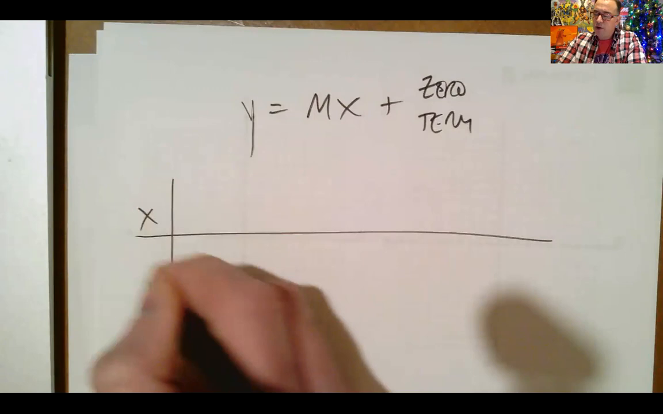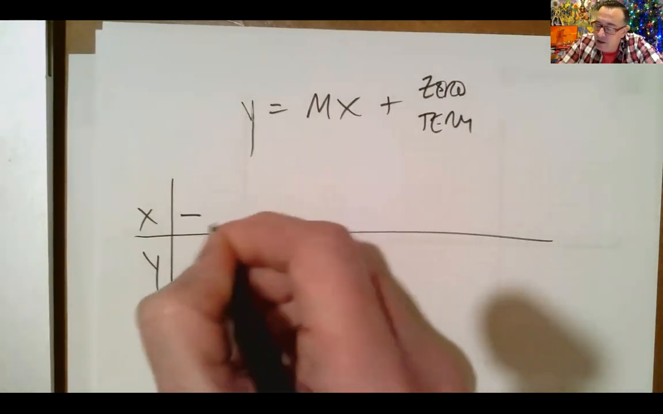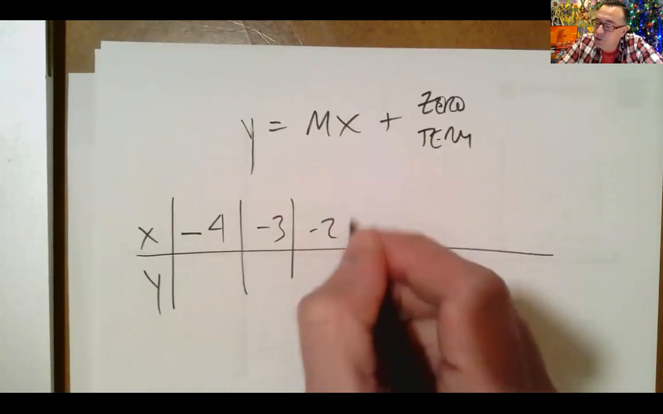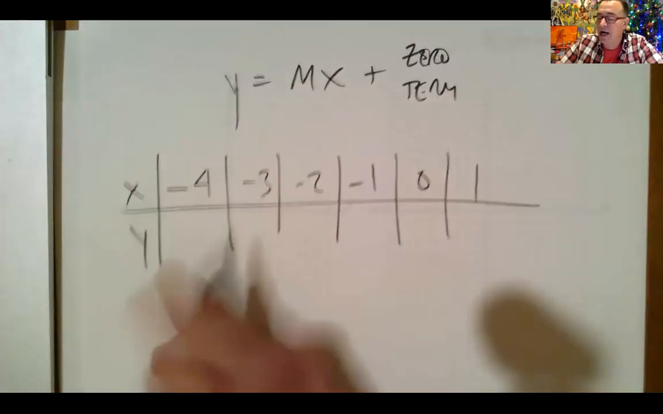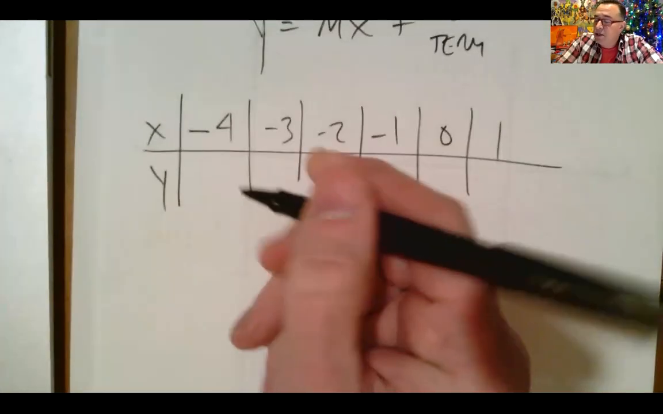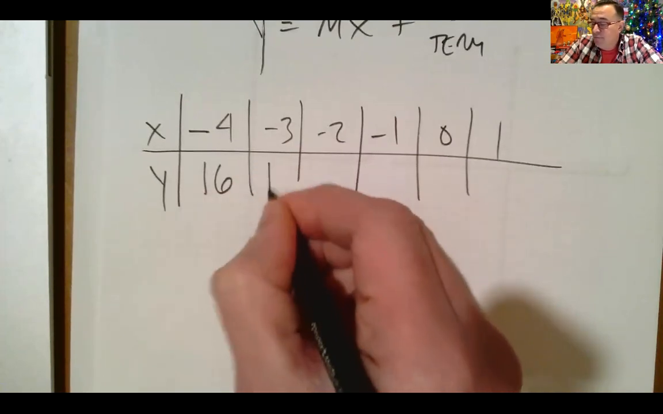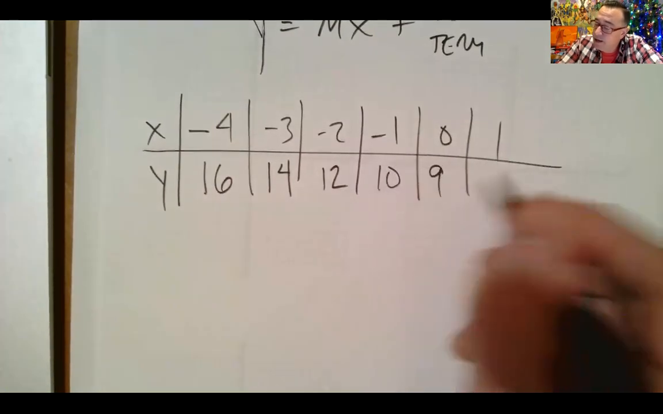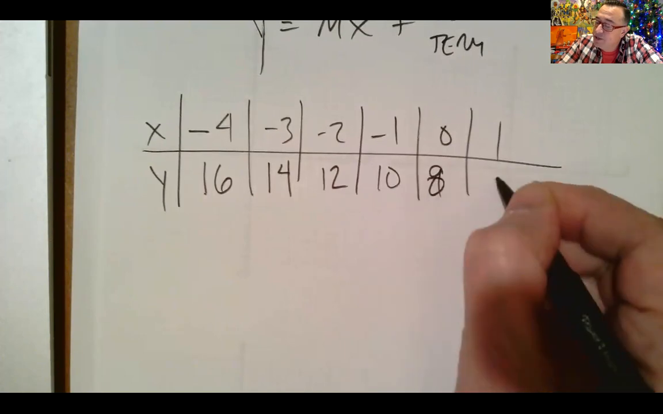We got our x, we got our y. I'm going to start with -4, -3, -2, -1, 0, 1. And then here I am going to go 16, 14, 12, 10, 9, and oop, I did that wrong. This right here should be 8, and this should be 6.